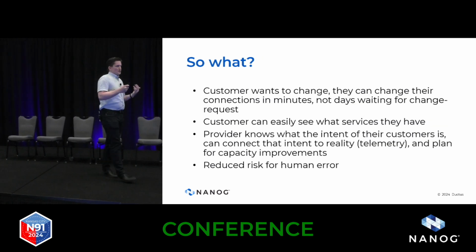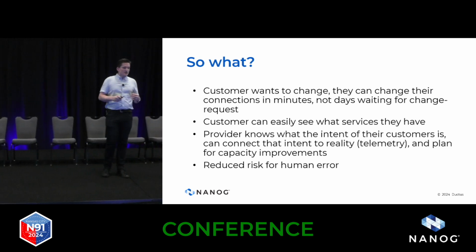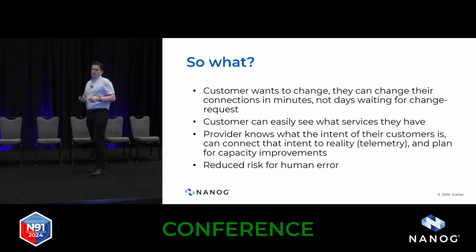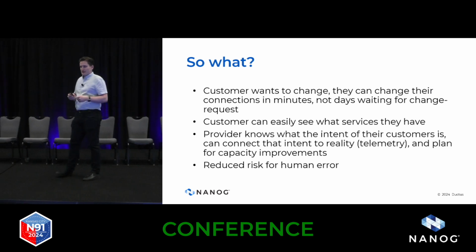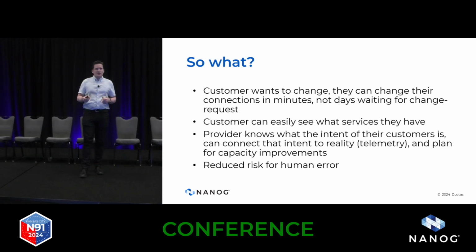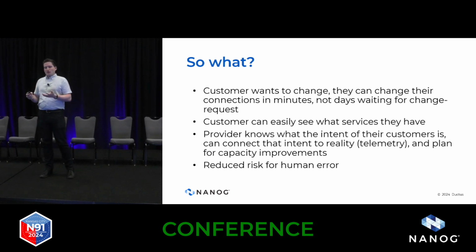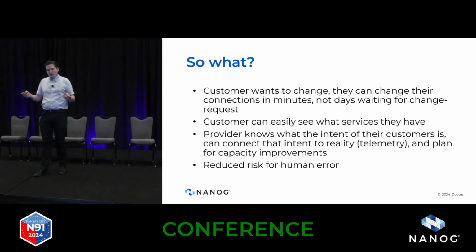All right, so what? Why do we even want to do this? Well, now when our customer wants to change, they can change their connections in minutes, not days waiting for a change request. The customer will easily see what services they have. The provider will know what the intent of the customers is, to connect that intent to reality using telemetry and plan for capacity improvements, and we have reduced our risk for human error.